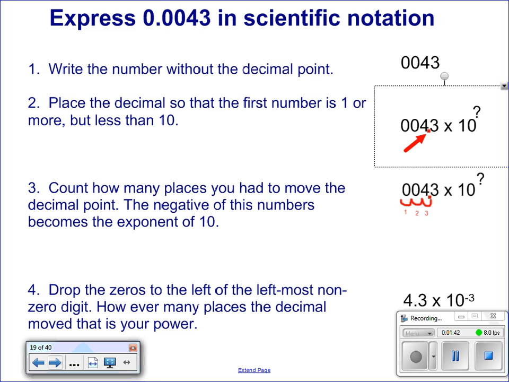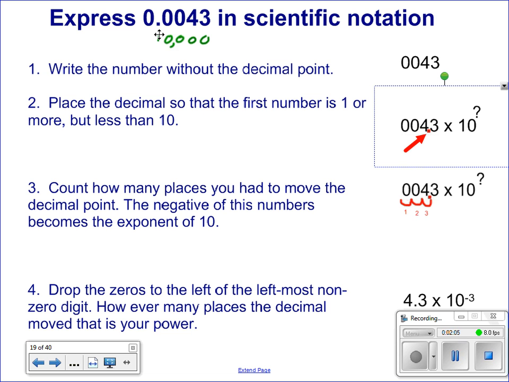So we're doing very similar steps here. We're going to express this number here. I don't know how to say it. Remember, it's underneath the decimal. It would be 43 10,000ths. So we have 43 10,000ths, and we're going to write this in scientific notation.